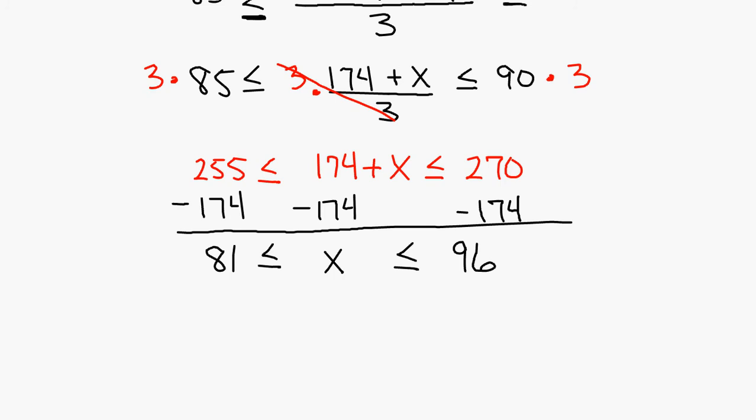So what that means is if on the third quiz she gets anything from an 81 to a 96, she'll have a high B average. Her average will be between 85 and 90. Does anybody have any questions about how to set up or complete that problem?